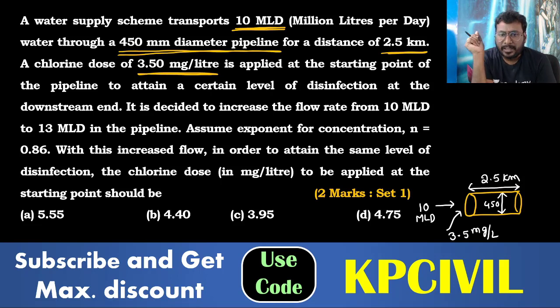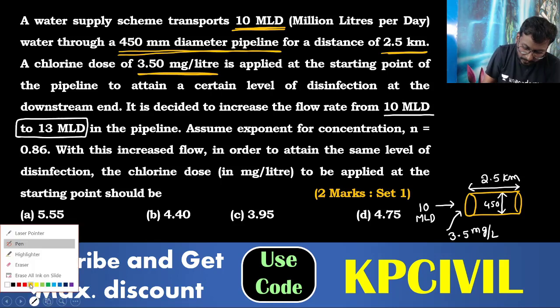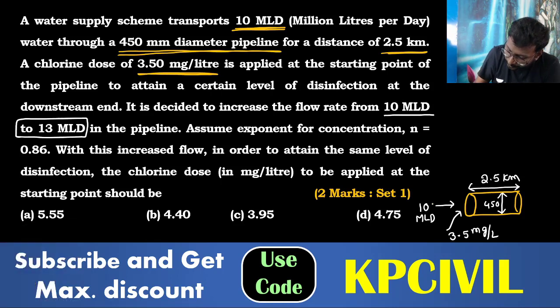So 3.5 mg per liter of chlorine applied at the starting point of pipeline to attain certain level of disinfection at some downstream end. It is decided to increase the flow rate from 10 to 13. Very important point. You are increasing water flowing through the pipe from 10 million liter to how much you are increasing?